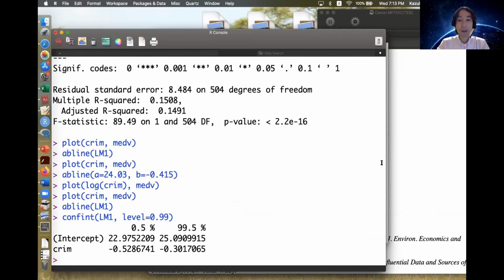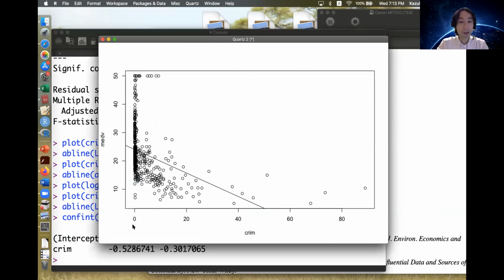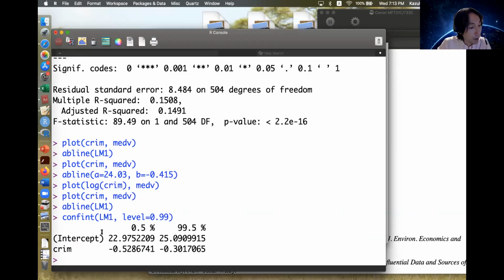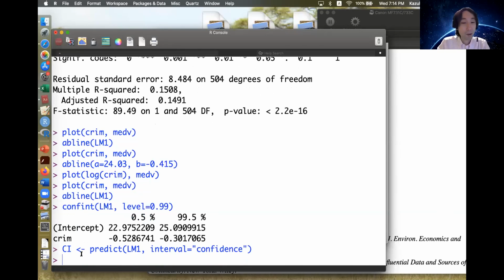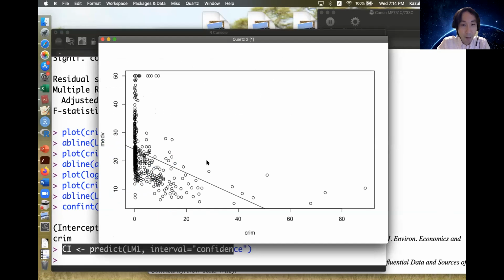Now we want to see the confidence band for this regression line, and that can be obtained by the predict function. So we name it CI, predict lm1, interval confidence. The slide is available on the website, so you can download it. This gives the fitted value, and the upper bound and the lower bound of the area that the regression line goes through with 99% confidence.